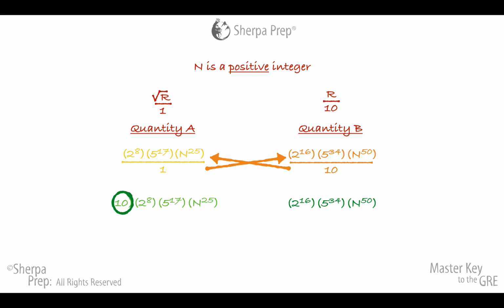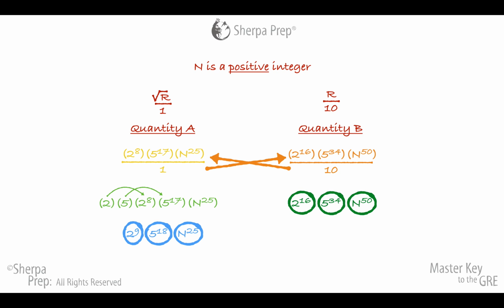Well, what is 10? 10 is 2 times 5, right? And if I multiply that with the square root of r, we get 2 to the 9th times 5 to the 18th times n to the 25th. And we can see that's clearly smaller than quantity B, which is 2 to the 16th times 5 to the 34th times n to the 50th. If that's the case, B is clearly bigger than A. And remember, anytime that B is bigger than A, that means your correct answer is B.